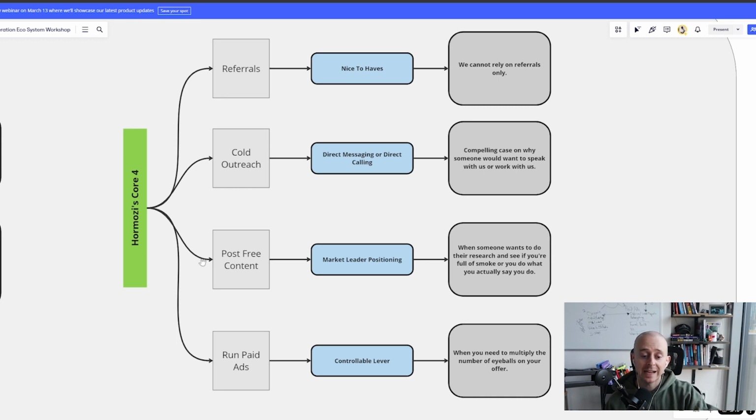And then lastly, running paid ads. This is what I consider a controllable lever. Okay? When you need to multiply the number of eyeballs on your offer, we can pump money in and get leads out. That's how paid ads works. But there has to be an investment. And normally this is why I recommend it as our last opportunity, because it is the highest investment that we will make in order to pump leads into our ecosystem and be able to cross them into a conversion.